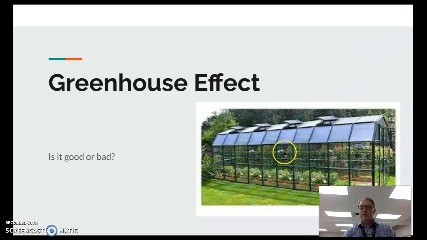There's a beautiful picture of a greenhouse here. I wish I had that in my yard. I will come back to this a little bit later in the slides.